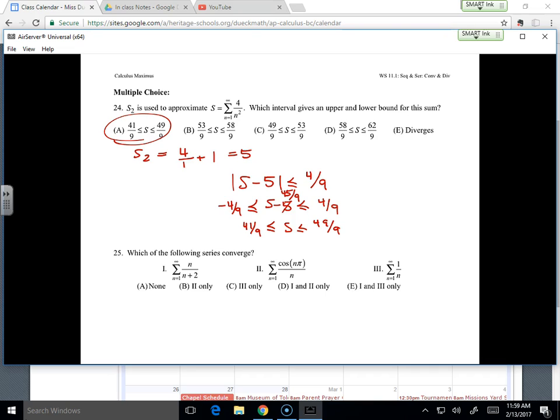What did you get? 49. Oh, because when you're expanding the term, you get 4/1, 4/2 squared is 4/4, and 4/3 squared is 4/9. 4/4 squared would be 4/16. So since we just took those two for the second partial sum, we took the third term. Remember the n plus first. Does that make sense?